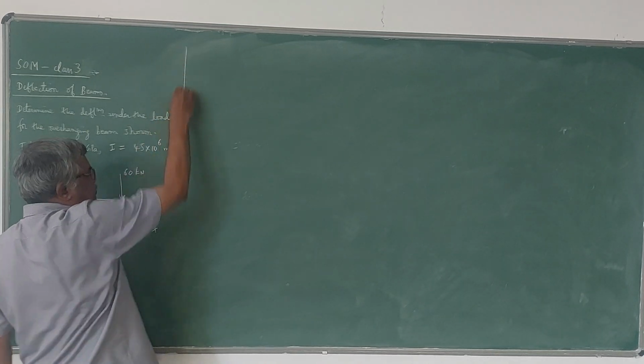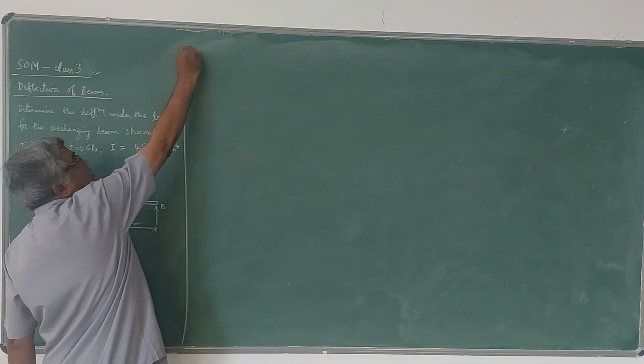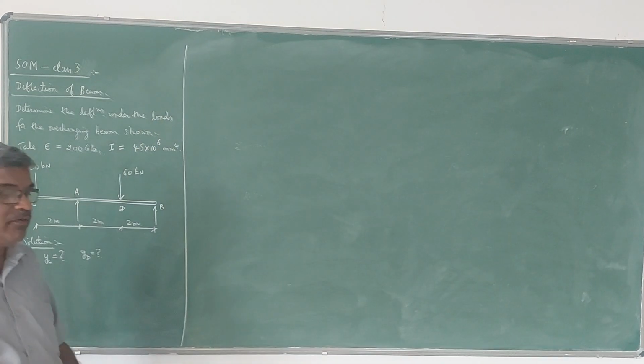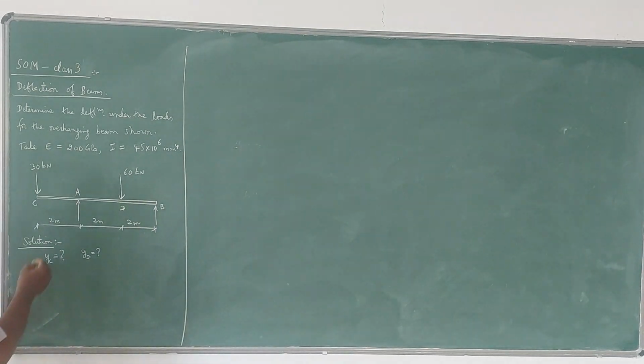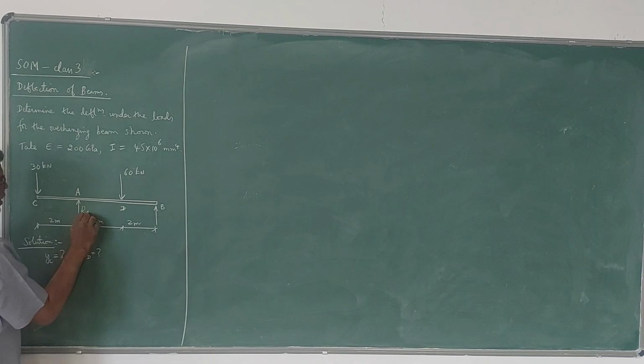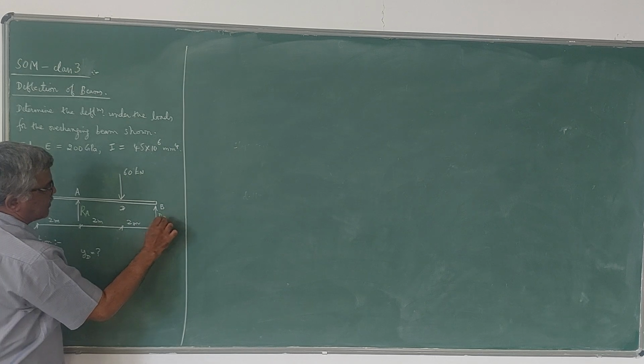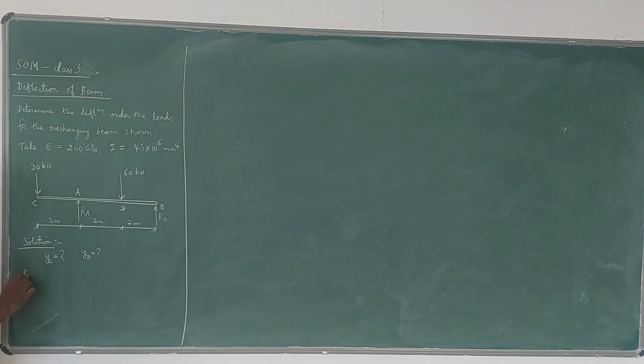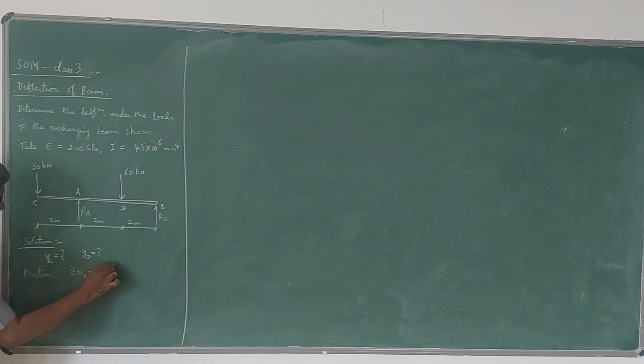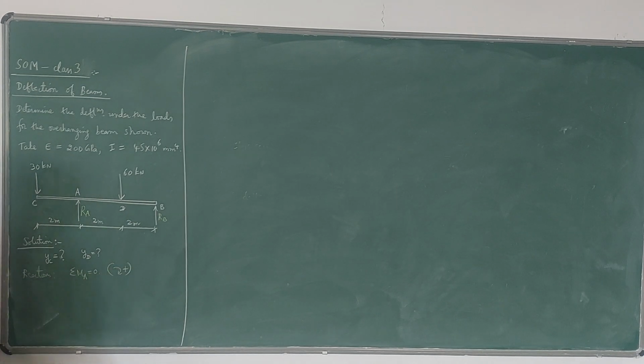So the first step is to find the reactions. Because we have to make the bending moment expression, we need the reactions. The reactions here are RA and RB. To find the reactions, we have to use the equilibrium equations. So one equation we use is sigma MA equal to 0, treating clockwise moment positive and anti-clockwise moment negative.